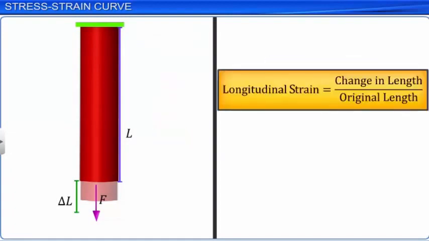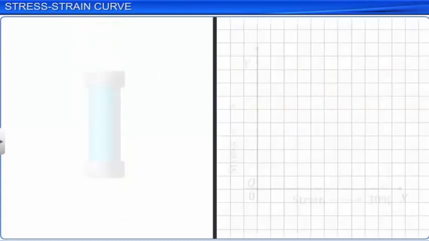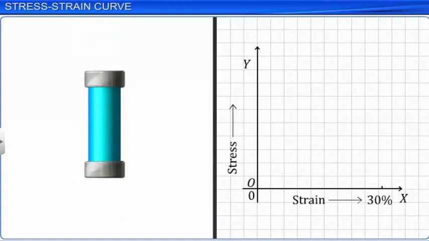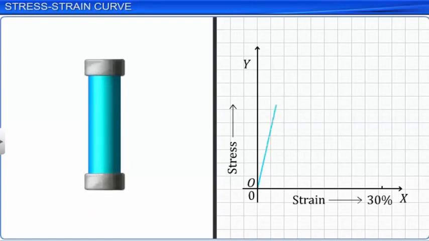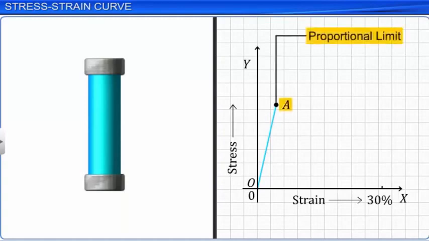In the initial part of the graph, for low values of strain, the stress-strain curve is a straight line. In this straight line region of the graph from O to A, stress is directly proportional to the strain and Hooke's law is obeyed. Point A is called the proportional limit. As the strain increases further, the graph no longer remains a straight line. However, in the region of the graph between points O and B, if the load is removed at any point, the body completely regains its original length.